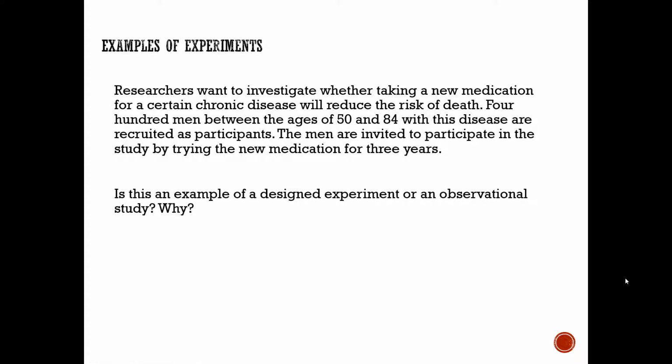So let's look at this one. I think I'm on page 6 of your guided notes, but you should be following along with me so you can see this on your page. We are researchers, and we want to investigate whether taking a new medication for a certain chronic disease is going to reduce the risk of death. We have 400 men that we're studying, they're in a certain age category, and they have this disease, and they've been recruited as participants. These men were invited to participate in the study, and they were told they could try the new medication for 3 years. Do you want to participate in our new study with this new medication to see if it will help this chronic disease? Now, think about it. Is this a designed experiment, or is it an observational study?